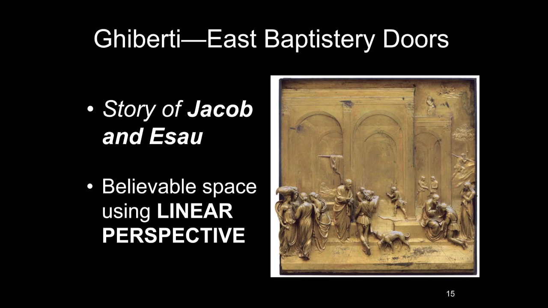Then down here in the lower corner, we see essentially two scenes. In the lower right, a little bit back in shallow relief, you see the mother, Rebecca, and Jacob. Jacob is holding a kid, a baby goat that has been killed. He's holding him upside down. And they're plotting to get the blessing for Jacob.